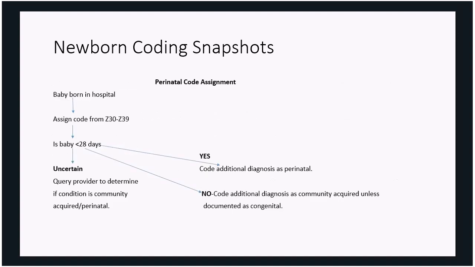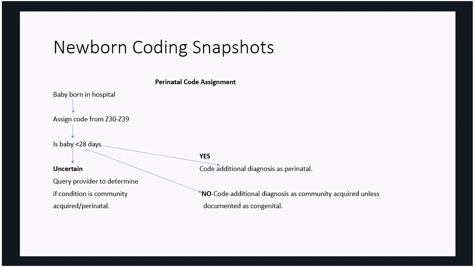Let's look at this little flow chart to help you understand this process. The baby is born in the hospital. You're going to assign a code from category Z30 to Z39. Is the baby less than 28 days old? If the answer is yes, you are still going to assign the principal diagnosis from this category, but you're also going to assign any additional codes during that perinatal period.